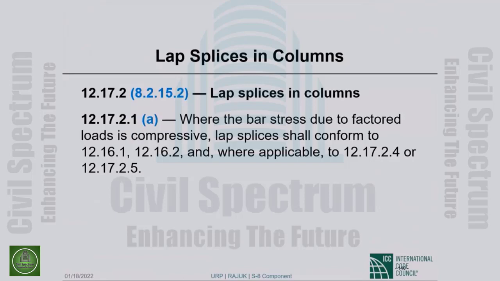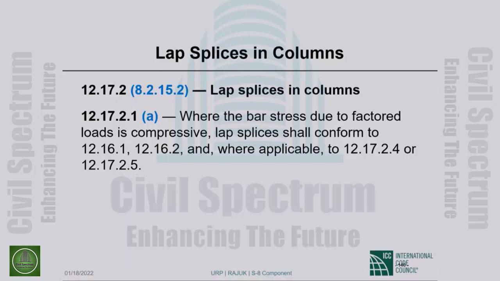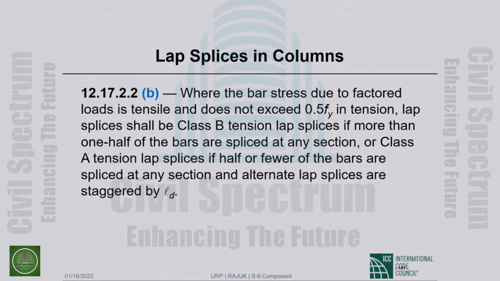I discovered last night, actually, our time, that in order to explain the last example, I probably should go into this section of the code, 12.17.2, which in BNBC is 8.2.15.2. So this has a number of requirements where the bar stress due to factored load, this is specifically lap splices in columns. Where the bar stress due to factored loads is compressive, lap splices shall conform to the section; the remainder is what is important. So where the bar stress due to factored loads is tensile, these are column bars.